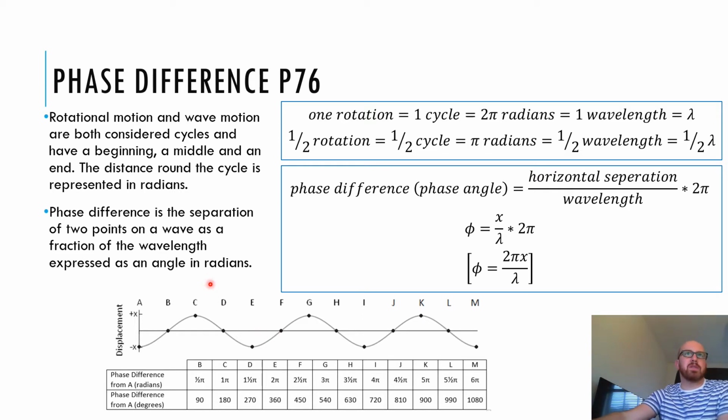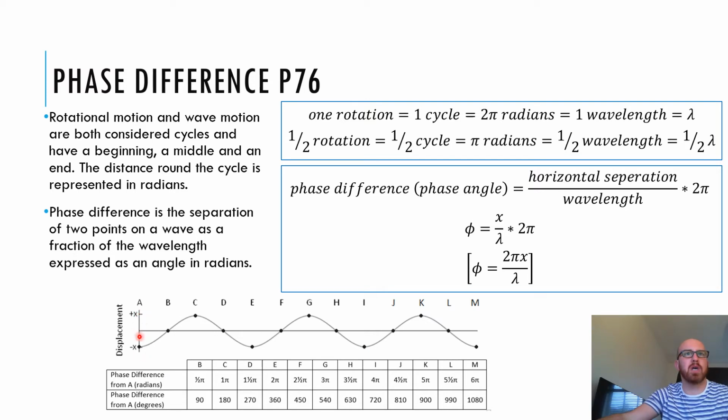Now, phase difference is the distance round the cycle represented in radians. So how far around that cycle you are, or how far you are through the wave, can be represented in radians. So phase difference is the separation of 2 points in a wave as a fraction of the wavelength expressed as an angle in radians. So this little diagram down here comes in handy.